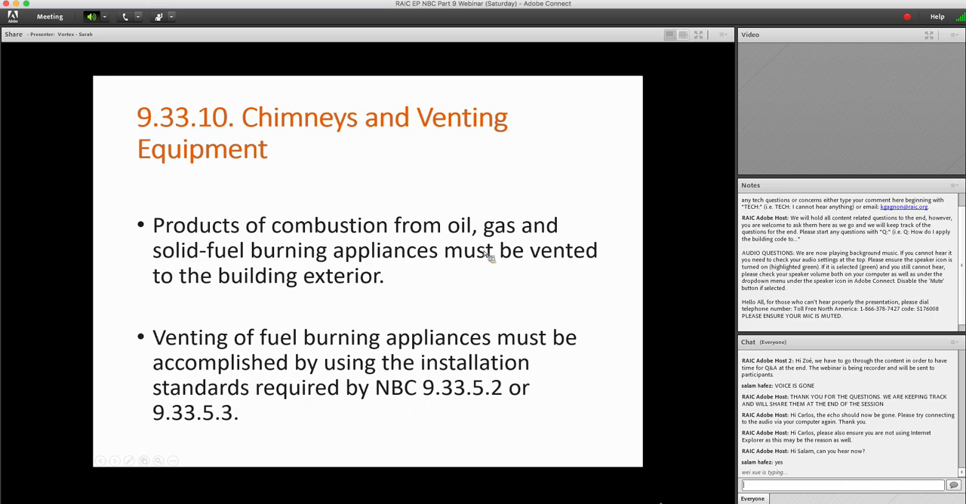Chimneys and venting equipment. Products of combustion from oil, gas, and solid fuel burning appliances must be vented to the building exterior. Where you have venting of fuel burning appliances, it must be accomplished using the installation standards as stated in NBC 9.33.5.2 or 9.33.5.3. Depending on the type of equipment you have installed, that will determine the type of venting you are permitted. This could include direct venting or chimneys or other arrangements.